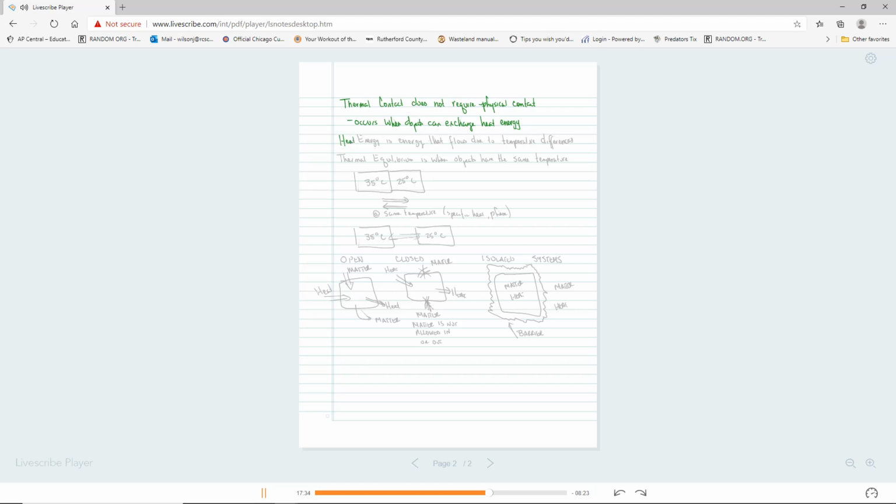So what is heat energy? Just a few more words and we'll take a break. Heat energy is energy that flows due to temperature differences. And thermal equilibrium is when objects have the same temperature.